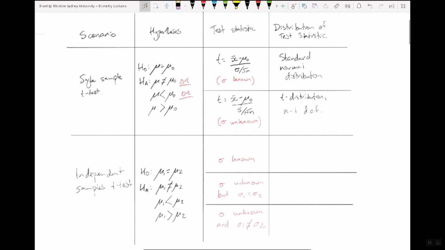So do something like this. Ask yourself, what is the situation? Therefore, what's the test statistic? And therefore, what are the degrees of freedom in each case? Okay? Something like that, I think, would be a great thing to have.